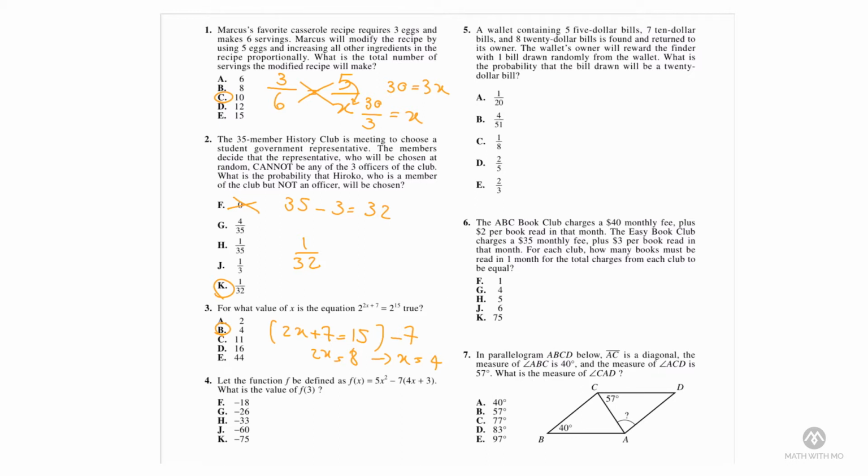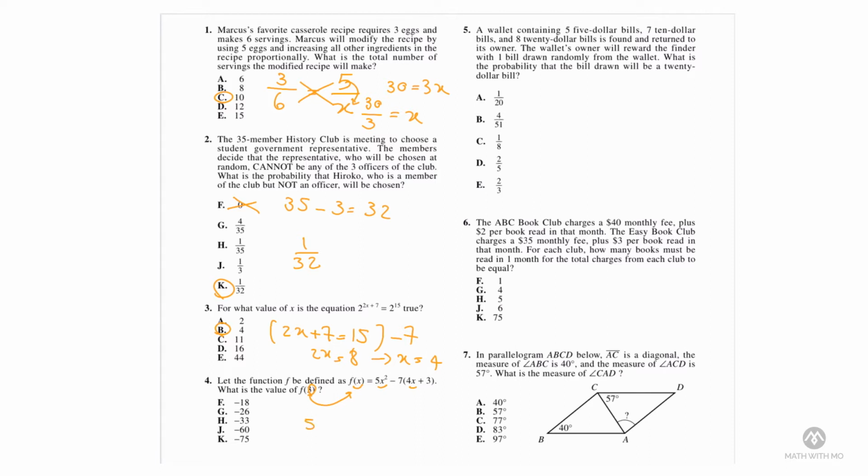Let the function f be defined as f of x equals 5x squared minus 7 times 4x plus 3. What is the value of f of 3? Alright, so basically whenever you have a function and they ask what is the value of f of 3, it means you had x here, and instead of x now you have 3. So instead of x in here you should also have 3.